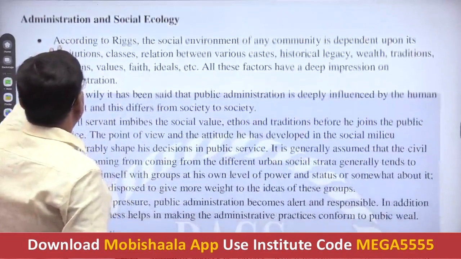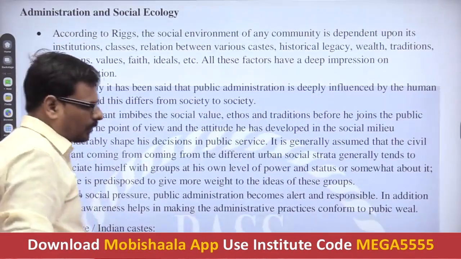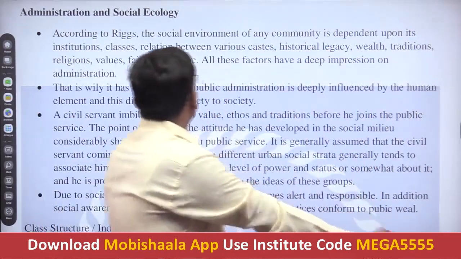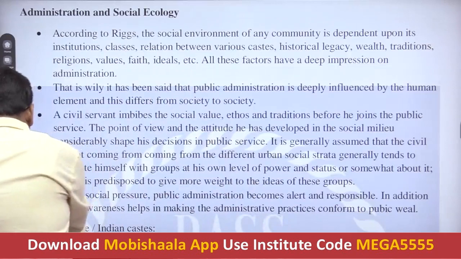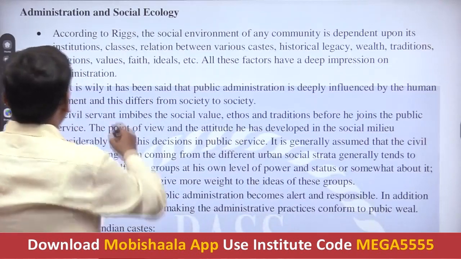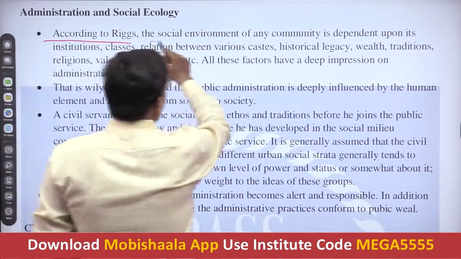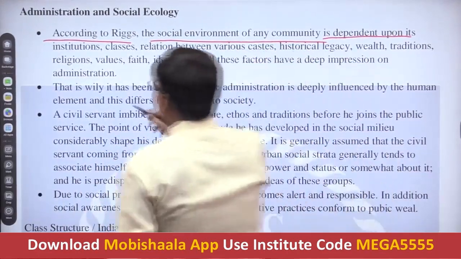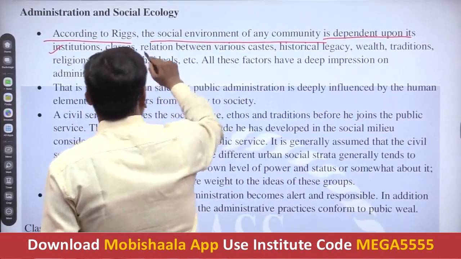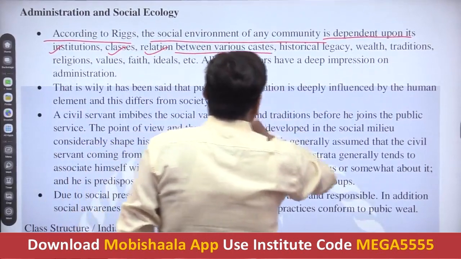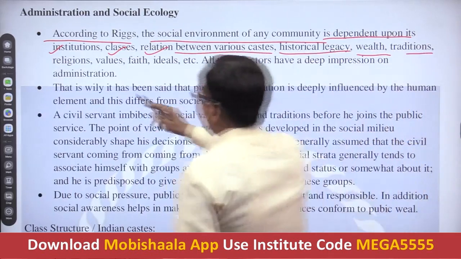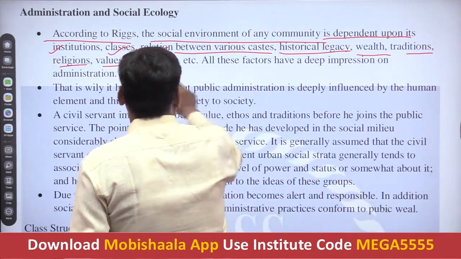As far as administration and social ecology, the first topic and the first factor mentioned in your syllabus is social ecology. What do you mean by social ecology? First of all, according to Riggs, the social environment of any community depends upon its institutions, classes, relations between various castes, historical legacy, wealth, tradition, religions, values, faith, ideas, etc.